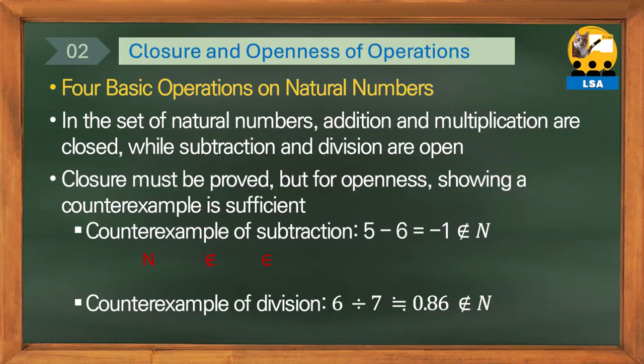As a counterexample of division, natural number 6 divided by natural number 7 is approximately 0.86, which is also not an element of the set of natural numbers, so it is not closed.